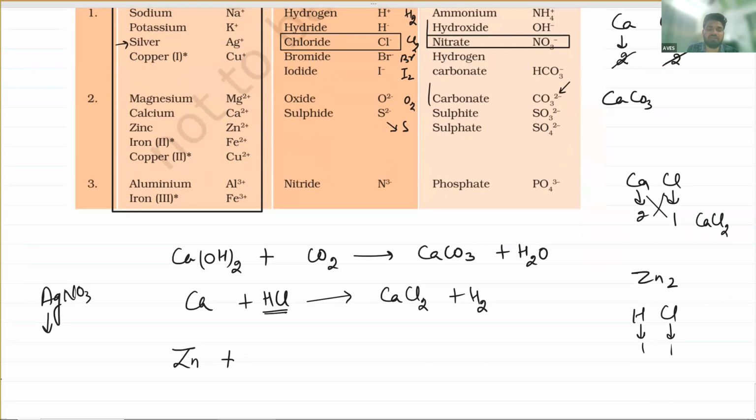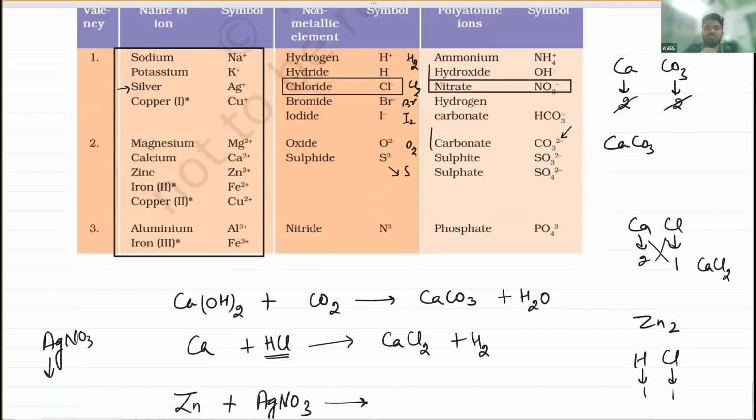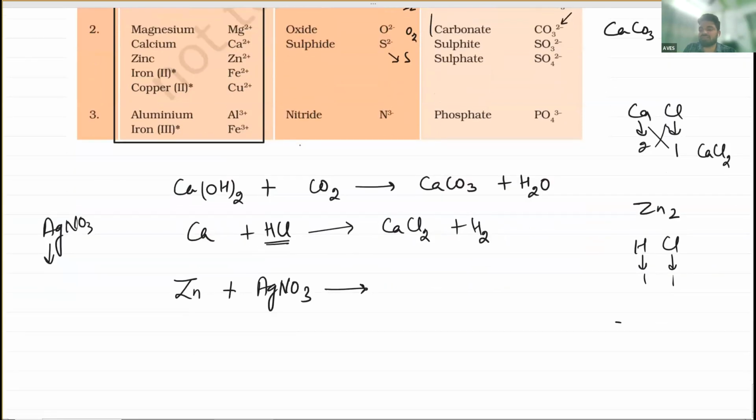So when zinc reacts with silver nitrate, AgNO3, what will it give you? Zinc nitrate. So what should be the formula of zinc nitrate? Tell me, according to this chart, what should be the formula of zinc nitrate? Zn(NO3)2. Yes, it will be zinc nitrate. The zinc nitrate is going to have this formula because zinc has valency 2. You can check it from here.